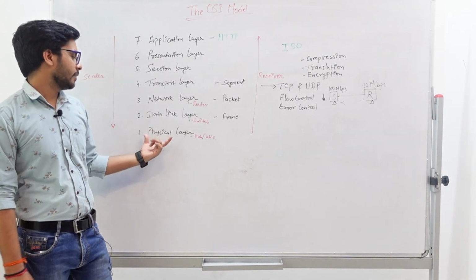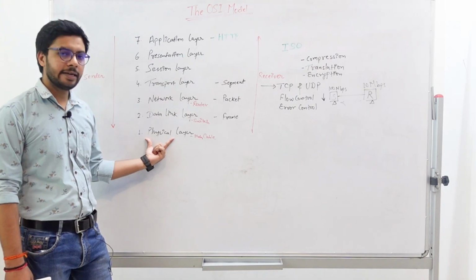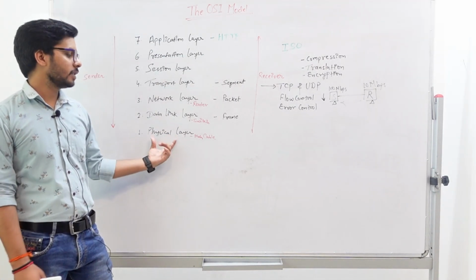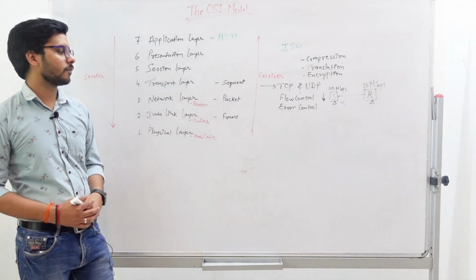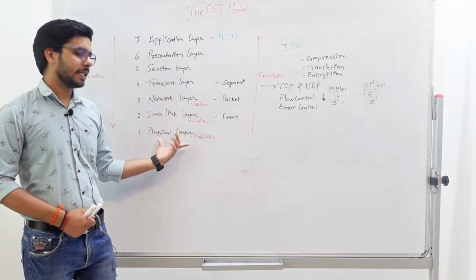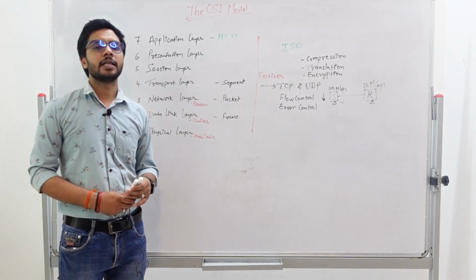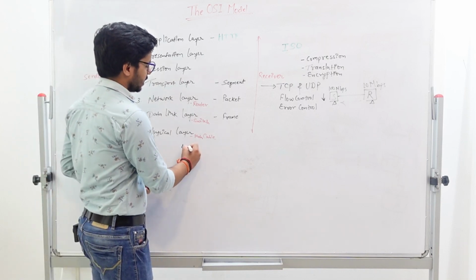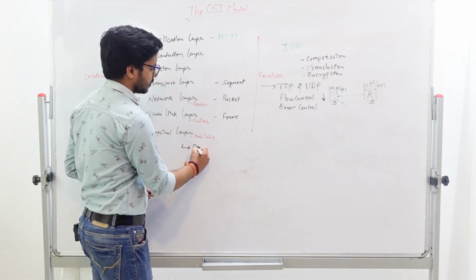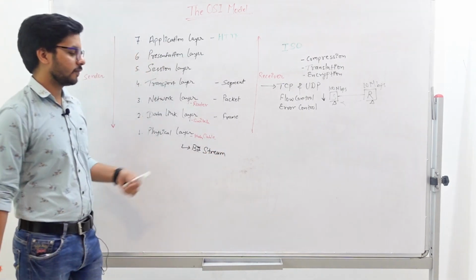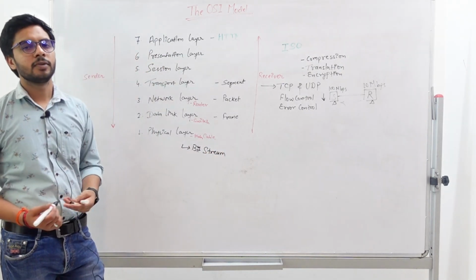Then after that, we have the last layer, that is the physical layer. Now this physical layer is the layer where your packets, or you can say the frames, it will take the frames from the data link layer and convert them into bits. So here the data will be converted into a bit stream.